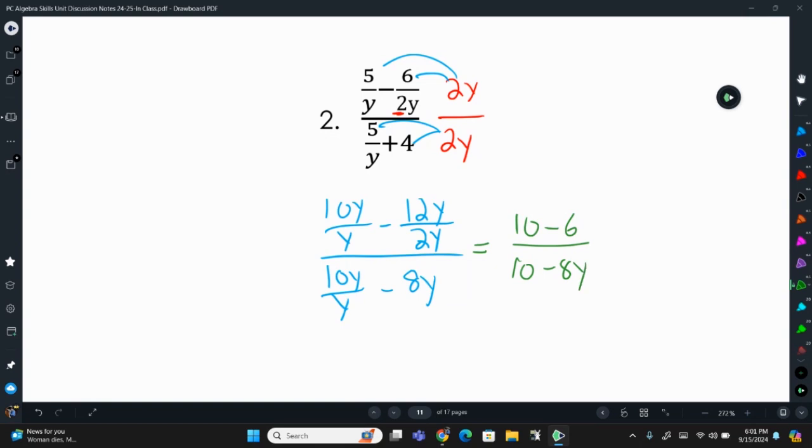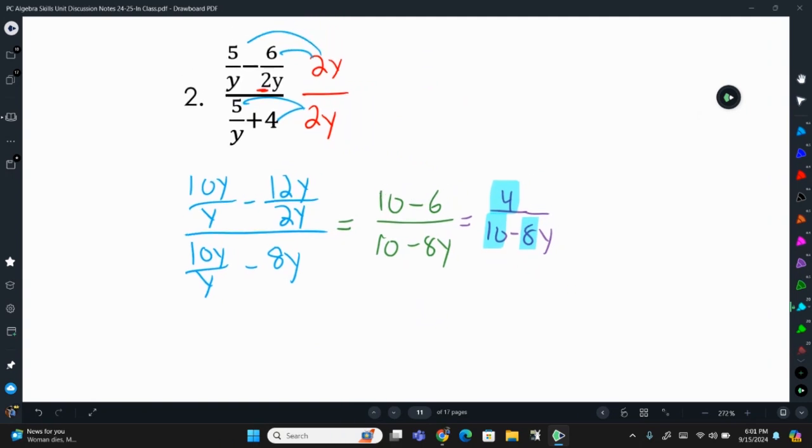Okay, so we're not quite done yet. 10 minus 6 is 4, so we have 4 over 10 minus 8y. But now I can divide out a 2 from all of this. So when I divide out a 2 from all of that, or reduce by 2, it becomes 2 over 5 minus 4y. And that would be as simple as we could make this.